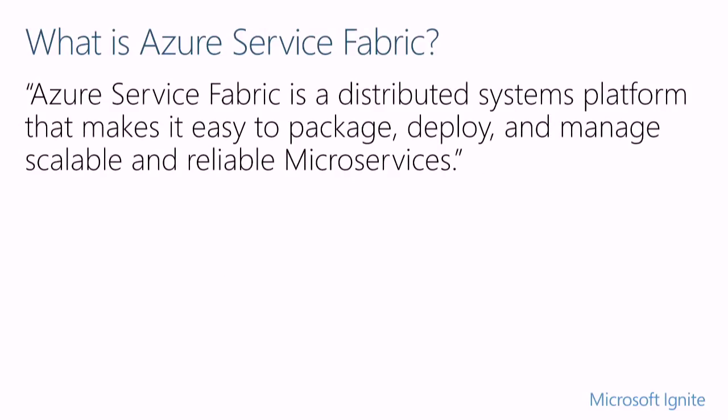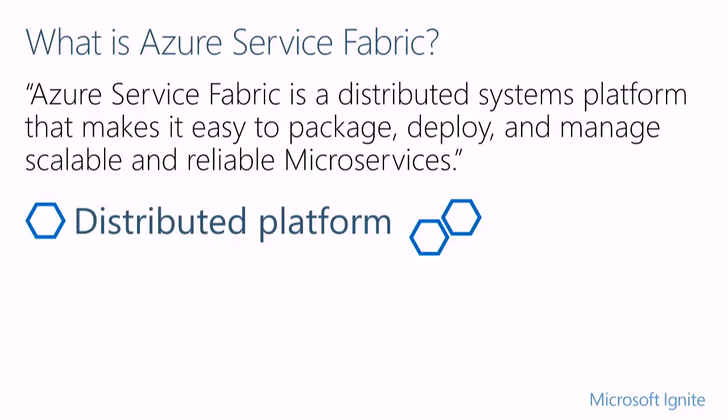So how MSDN documentation puts it, Azure Service Fabric is a distributed system platform that makes it easy to package, deploy, and manage scalable and reliable microservices. Now let's split this definition into parts and try to make sense of it. Microsoft Azure Service Fabric is a distributed platform, which means that it can host several independent microservices onto itself.